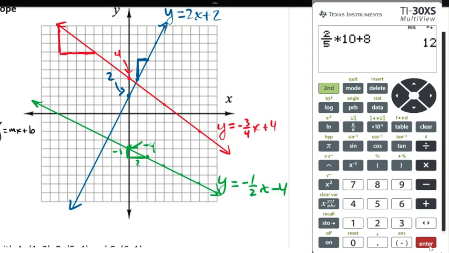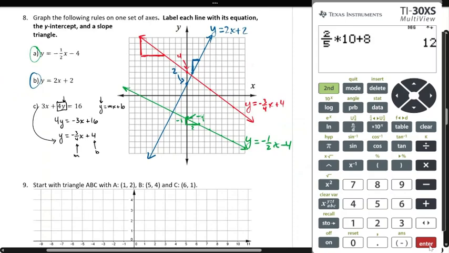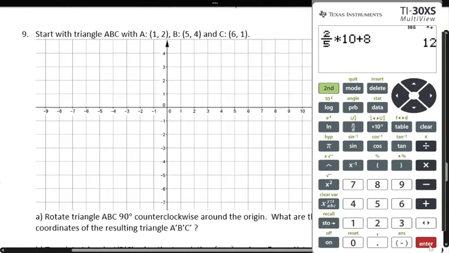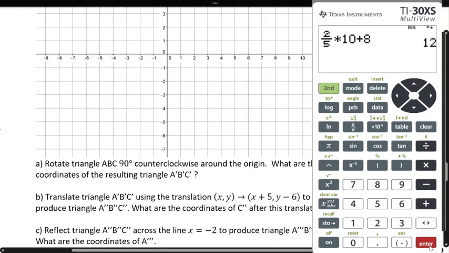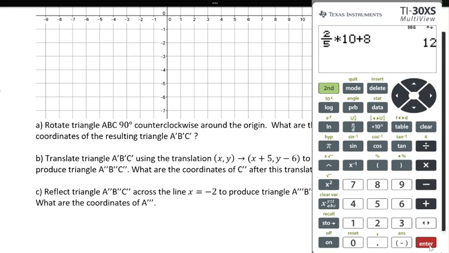We've just reviewed drawing some lines. We've drawn those 3 lines. All right, let's go to question number 9. Question 9 says we're going to start with a triangle, and then we're going to be asked to do 2 things. We're going to be asked to take that triangle and then rotate it, and then take the rotated triangle, and this is tough, and then we're going to translate that using this translation rule. These are our rigid transformations.